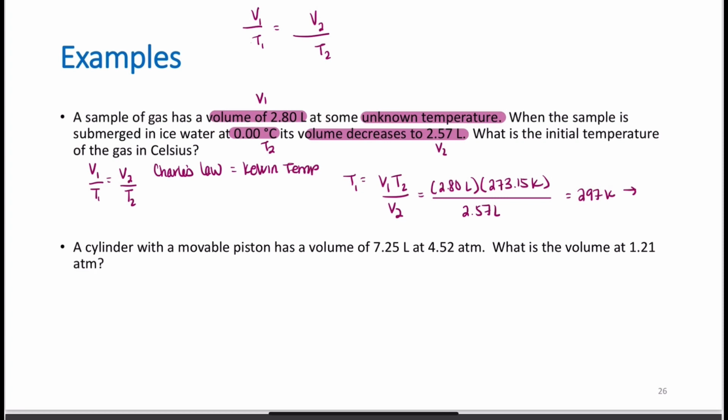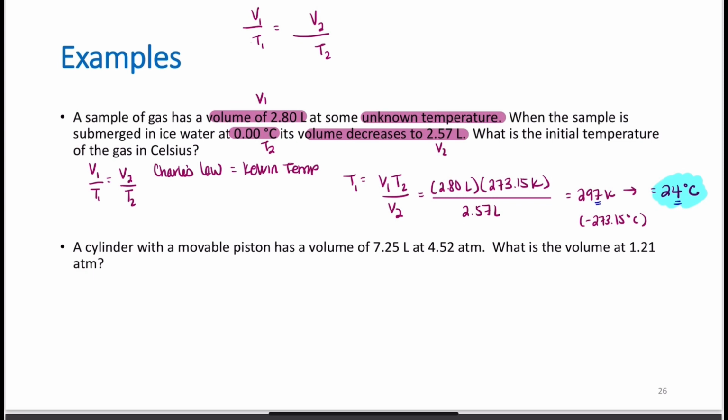I'm going to convert that to Celsius by subtracting, so minus 273.15 to get to Celsius, 24 degrees C. Remember, for subtraction, we're going to keep it to the least precise measurement. This is precise to the ones place, so the answer is precise to the ones place. So 297 Kelvin gives me 24 degrees C. My final answer here, 24 degrees C.